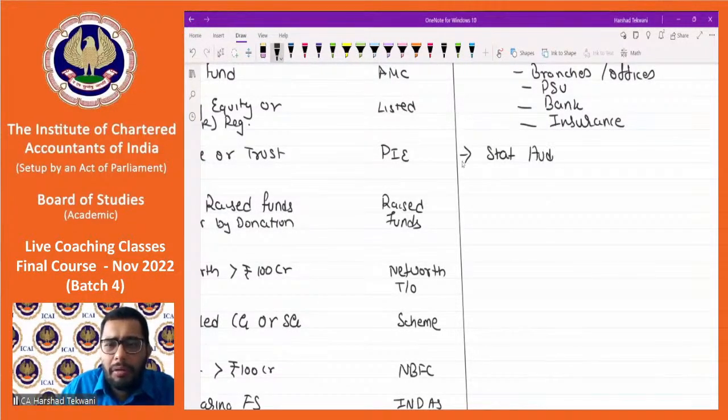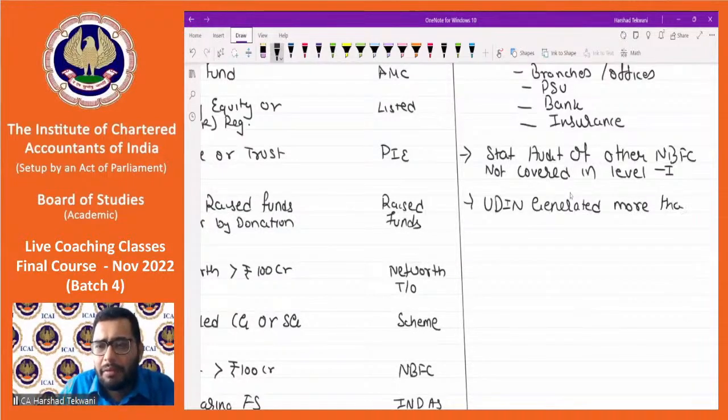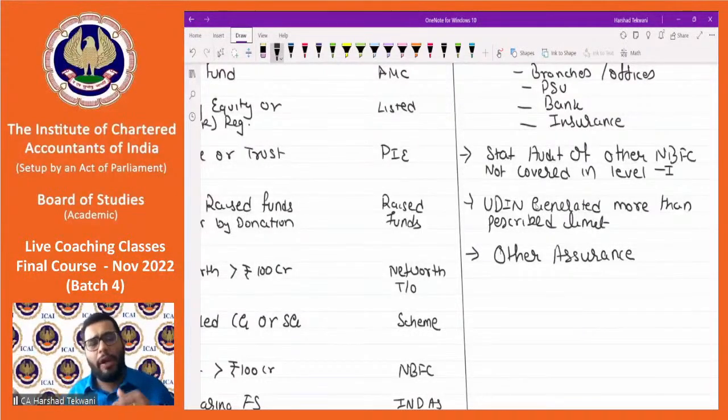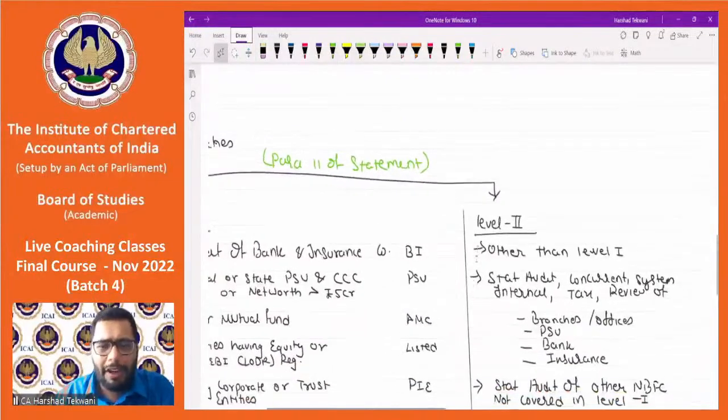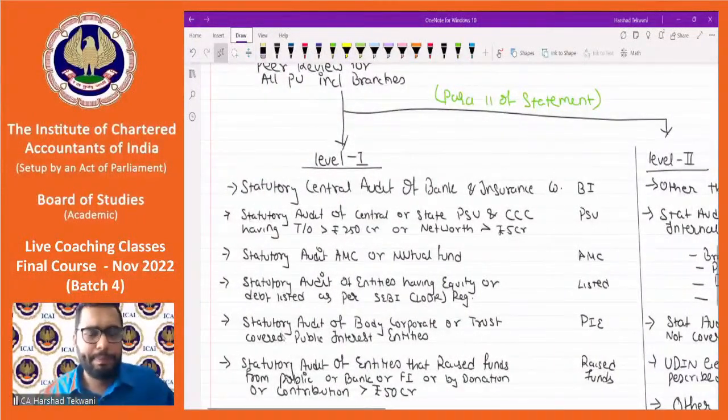Stat audit of other NBFCs not covered in level 1. Then other assurance service. So what is not covered under level 1 will automatically fall under level 2. Okay. So this is level 1 and level 2. Level 2 is a bit residuary in nature. Majorly it is level 1, so whatever is not covered in level 1 will fall under level 2.